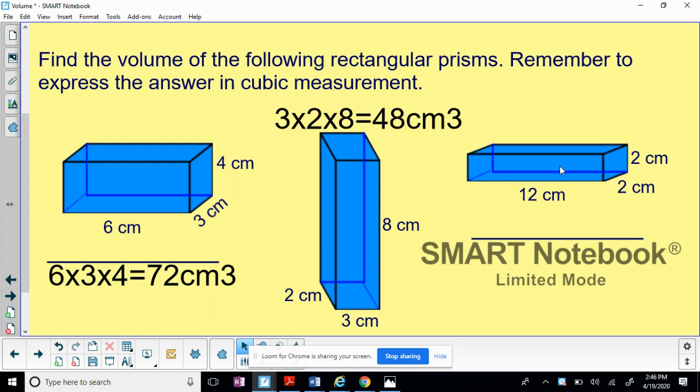And for this one here, if you want to put the video on pause and try one on your own, you can do so right now.